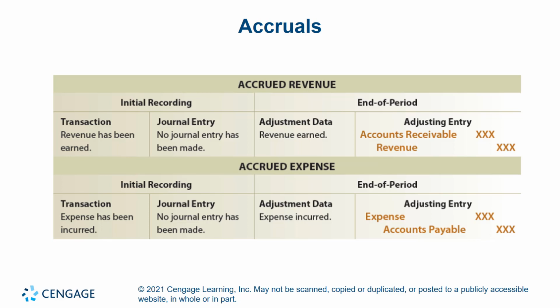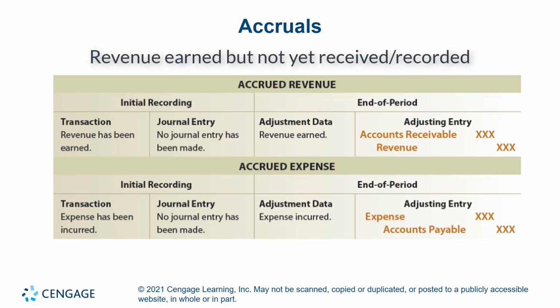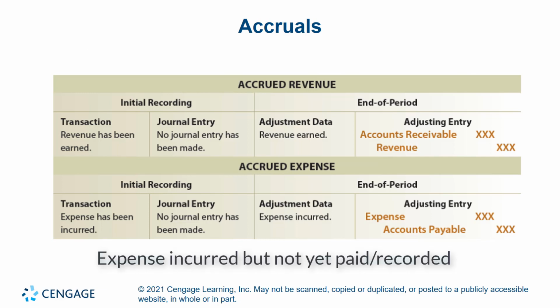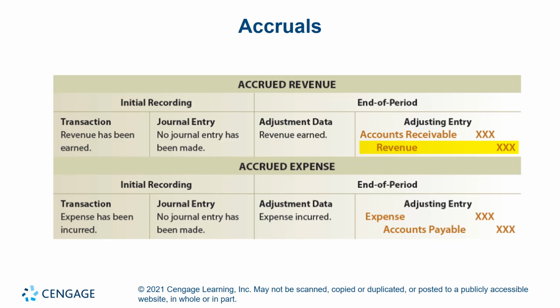In summary, accrual is to recognize the fact that revenue was earned but not yet recorded. Expense is accrued for what's incurred but not yet paid. So for revenue, we need to record to the revenue account, but instead of showing cash as received for payment, we show accounts receivable. On the other hand, for expense, recognize the fact that we incurred the expense in the current period, then debit to expense. And the other account is a liability. We have an obligation to pay off this expense in the future.